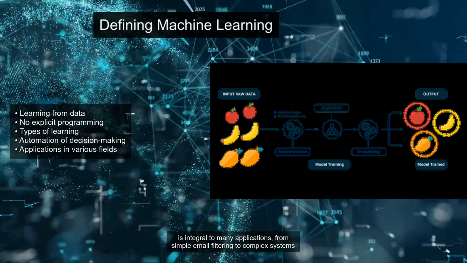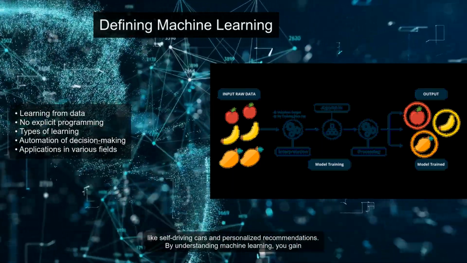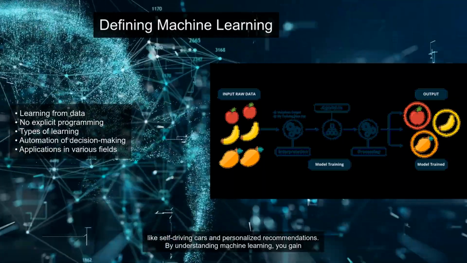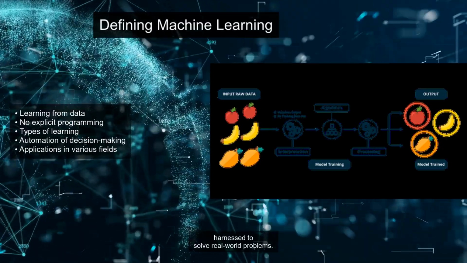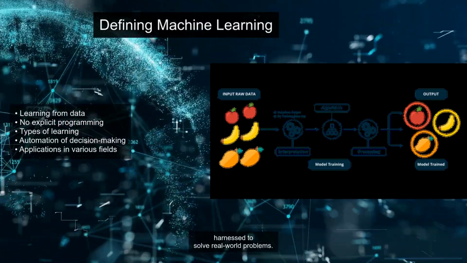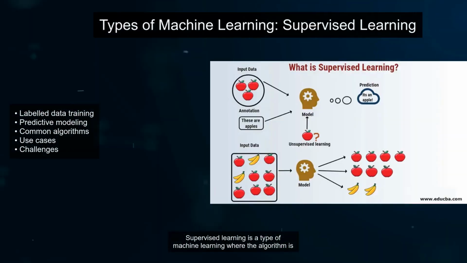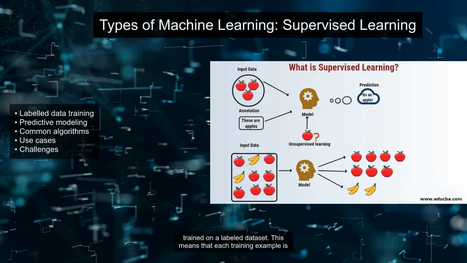Machine learning is integral to many applications, from simple email filtering to complex systems like self-driving cars and personalized recommendations. By understanding machine learning, you gain insight into how modern AI systems operate and how they can be harnessed to solve real-world problems.